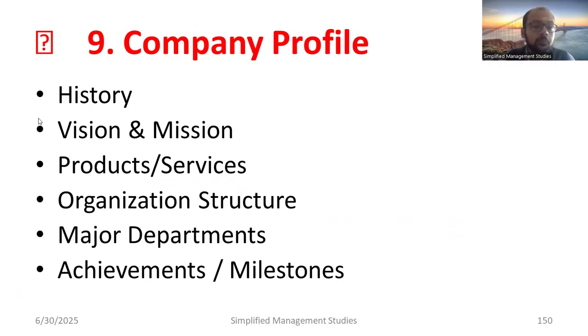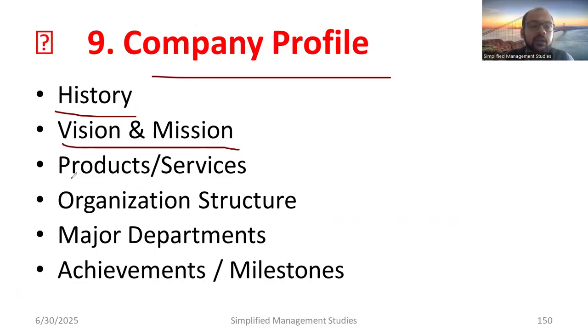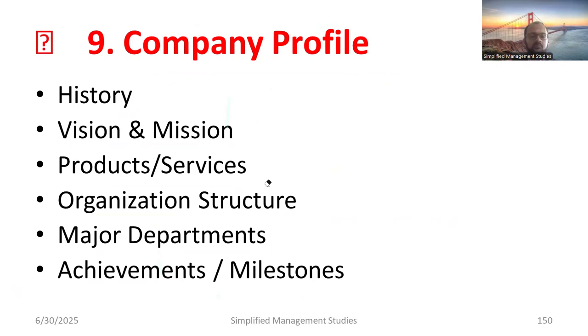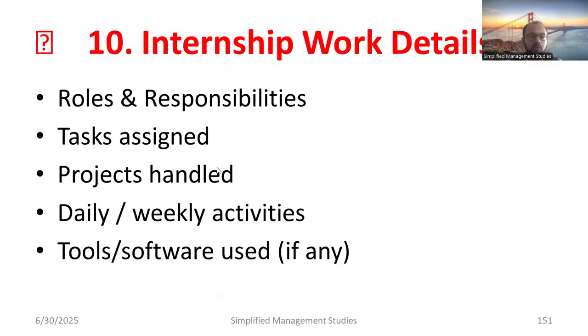Another one is the company profile. That is very crucial. You have to mention the history of the company. Mission and vision should be highlighted clearly. What products and services does the company provide? Mention the organization structure and hierarchy, the various departments of the company, and explain the achievements and milestones of the company in 2 to 3 pages, maximum 3 pages. Don't go in depth.